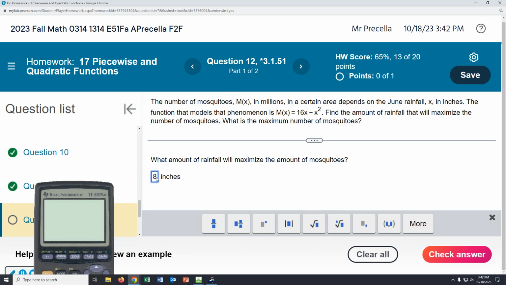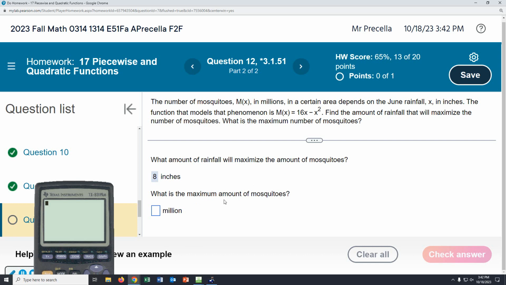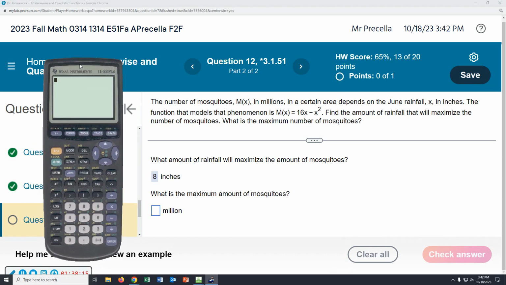That'll maximize the number of mosquitoes. If you get more than 8 inches, it drowns them. Yeah, too much. Less than 8 inches, there's not enough water for the mosquitoes to breathe. I made that up about too much rain drowning the mosquitoes. I don't know. I always thought the more rain you had, the more mosquitoes you had. But according to this algebra problem, that may not be the case.